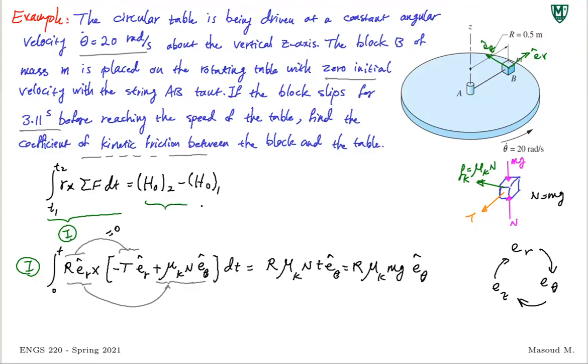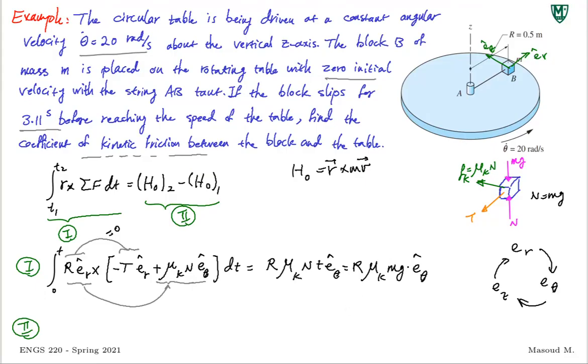Let's look at the right side. From the right side, I'll get H_O2 minus H_O1. Now, remember what H_O was. H_O was R cross mV, R the position vector, V the velocity vector. You have to be very careful with these equations. You have to go term by term and make sure you take into account all details and directions and vectors. Be patient with these. If you rush it, you're going to make mistakes.